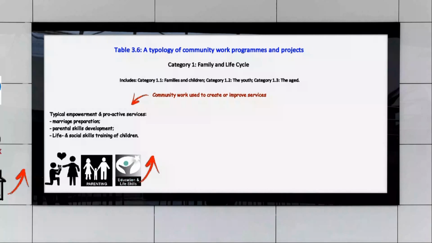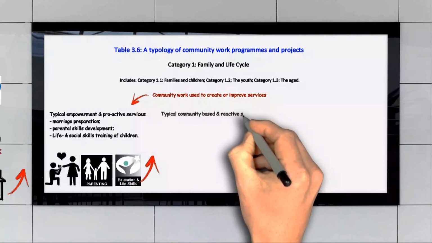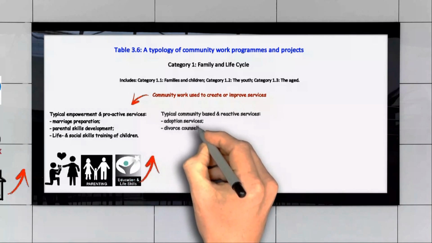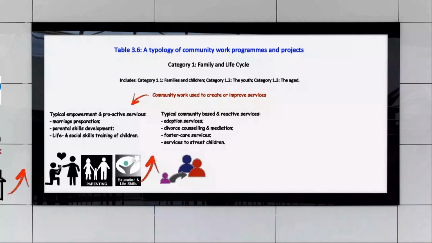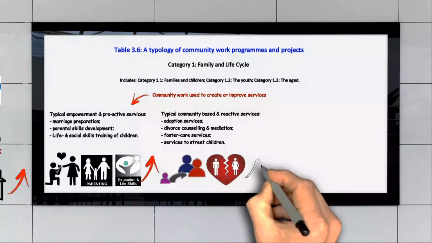Typical community-based intervention and reactive services aimed at families and children will include adoption services, divorce counseling and mediation, foster care services, and services to street children. As these examples indicate, some form of social problem is present and needs to be addressed through social work services. The basic task of the community worker would be to create such services where they are lacking.